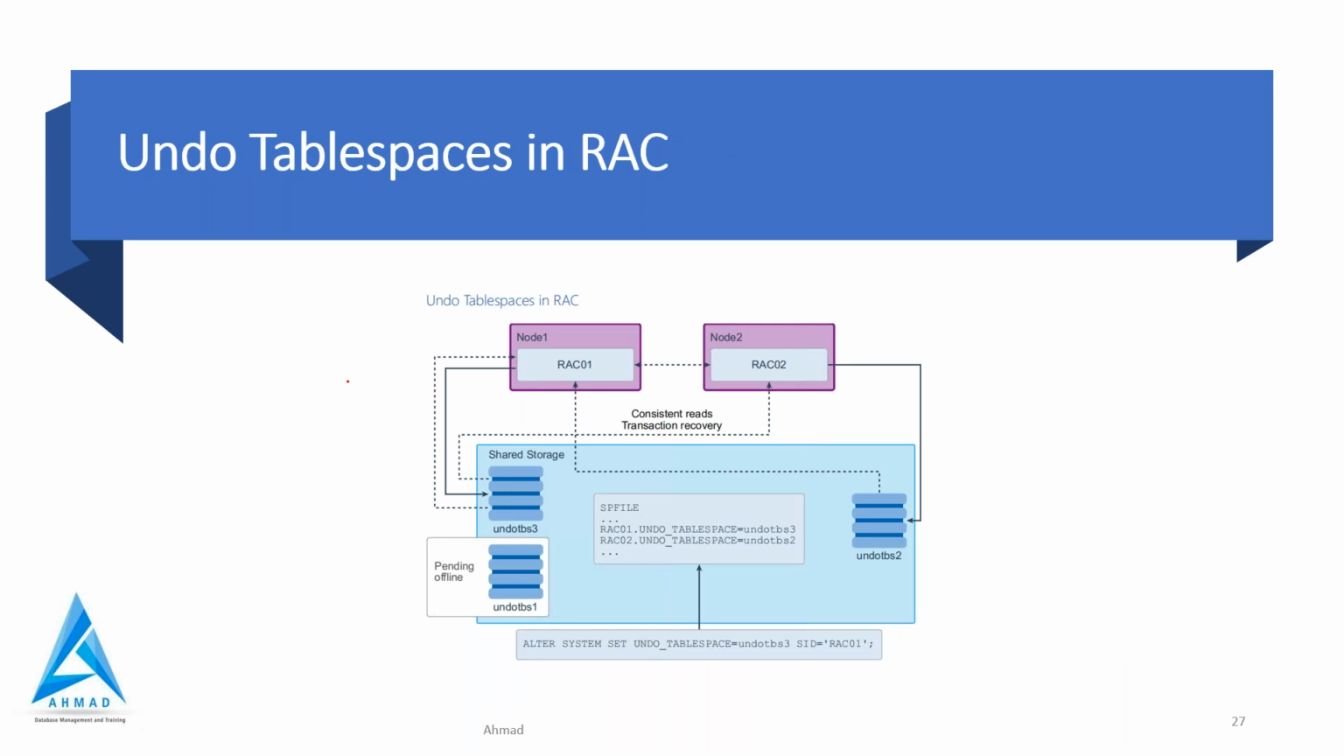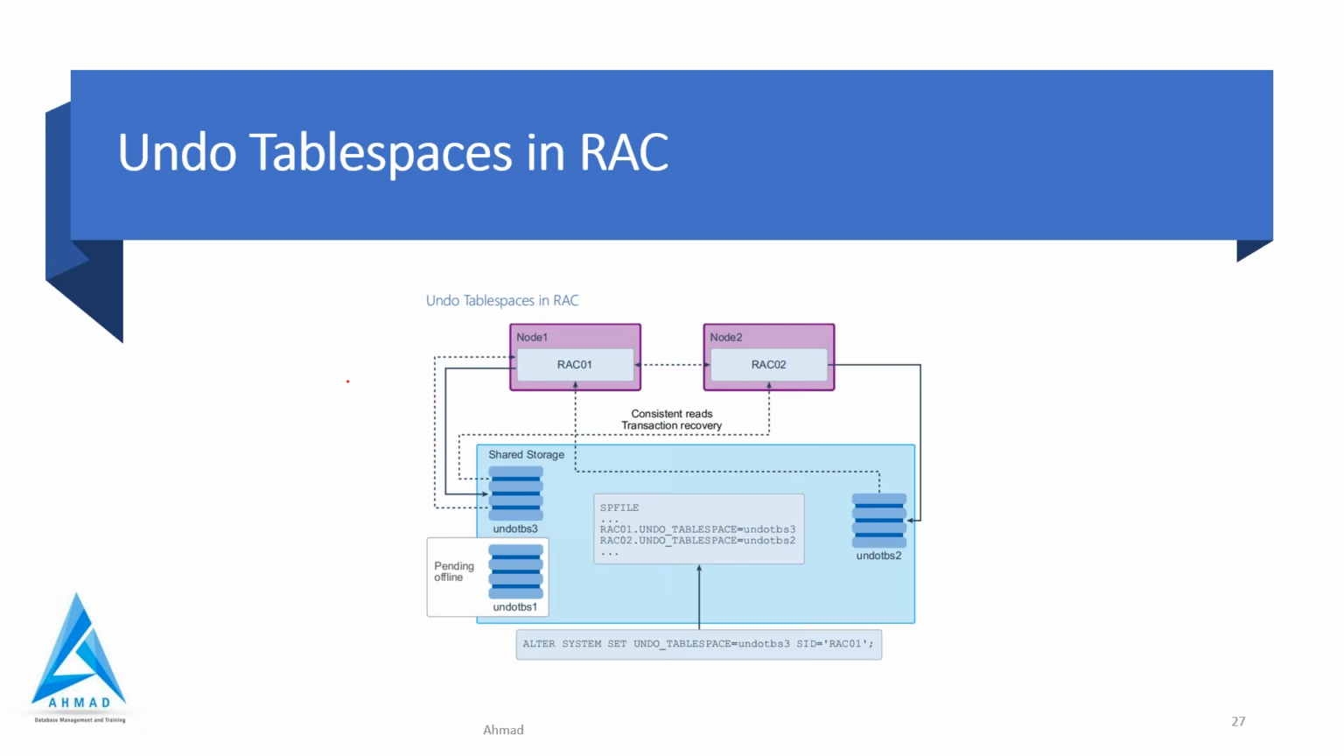If you see that undo tablespace has undo1, undo2, undo3, and in RAC01 you have undo3, in RAC02 you have undo2, and alter system set undo_tablespace equals undo3 SID equals RAC01. So this is the way you can change the undo tablespace.